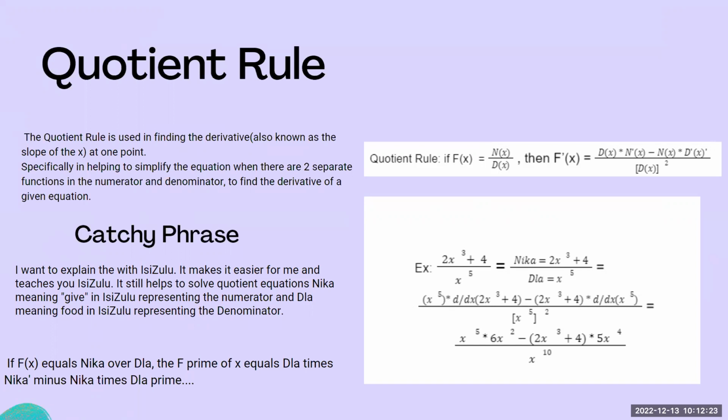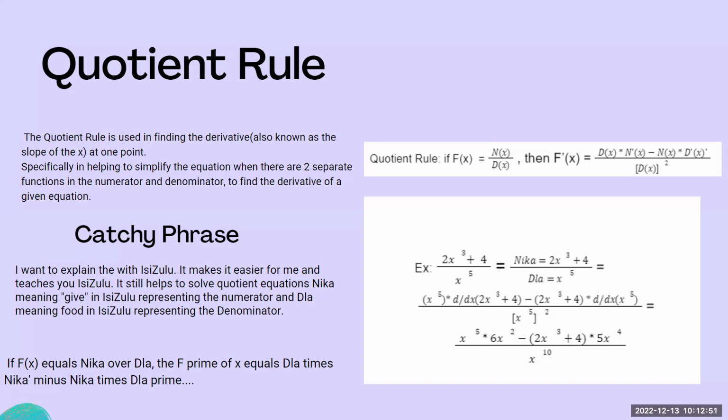The catchphrase I want to use is, I'm going to explain it in isiZulu. It makes it easier for me to understand. It helps you learn a little bit of isiZulu. So it's a win-win for both of us. So what I'll be using is Nika, which is isiZulu for give, and that will be representing the numerator, and Dla, which means food in isiZulu, representing the denominator.